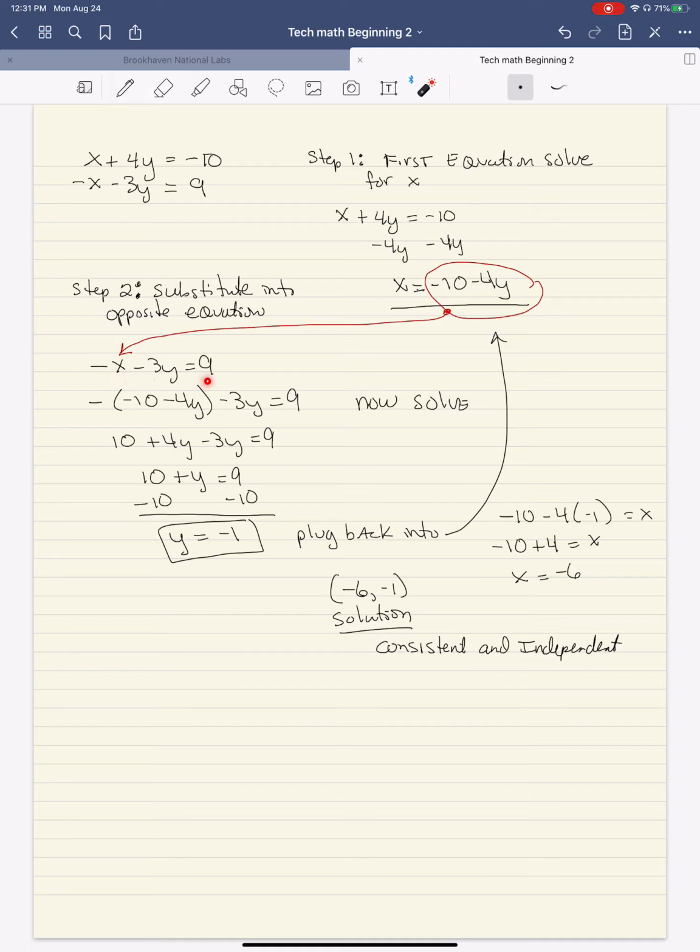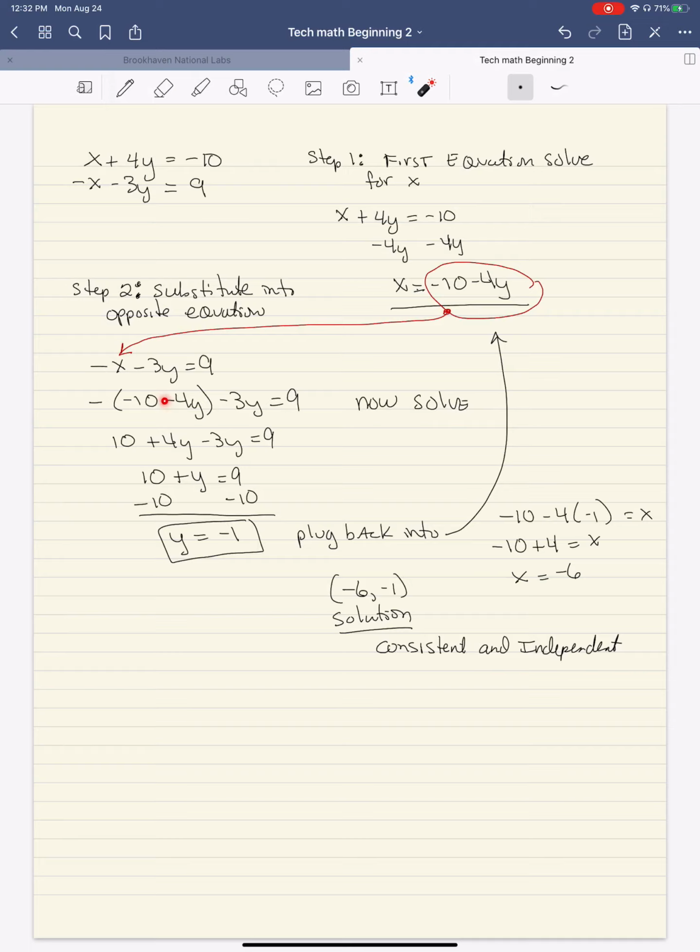So I rewrote the second equation, minus x minus 3y equals 9. And now instead of this x, I'm going to put in minus 10 minus 4y, and I'm always going to put it around parentheses when I make the substitution. This negative on the outside stays because that was in the original equation. And here, instead of x, I put minus 10 minus 4y, minus 3y, that's the rest of it, equals 9, and there's my 9. Now I solve this.